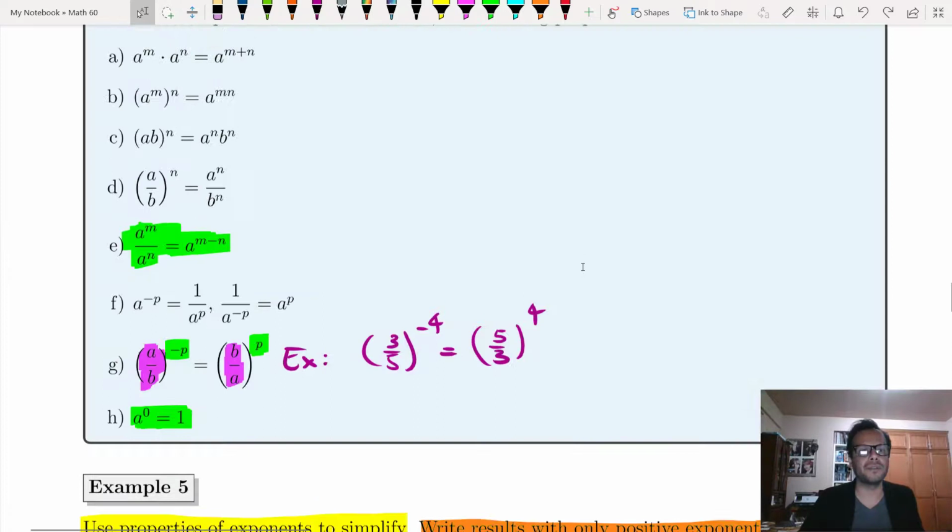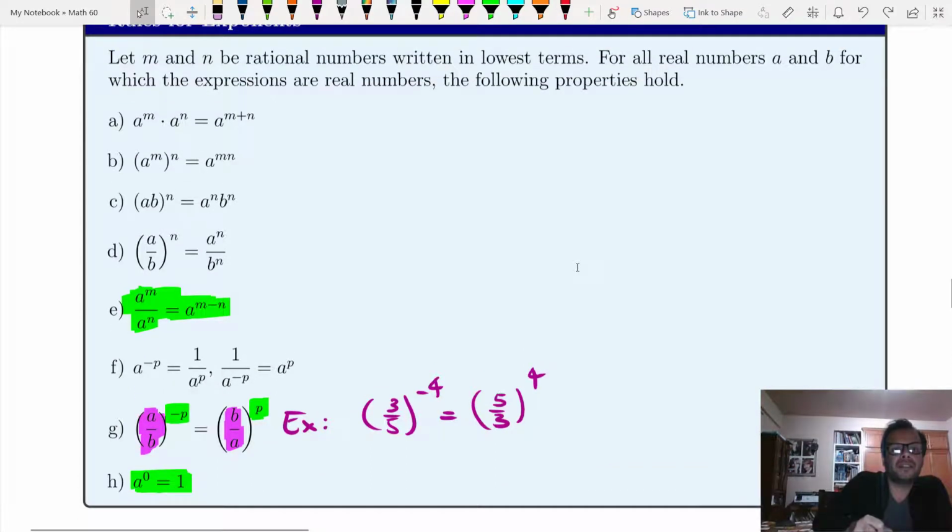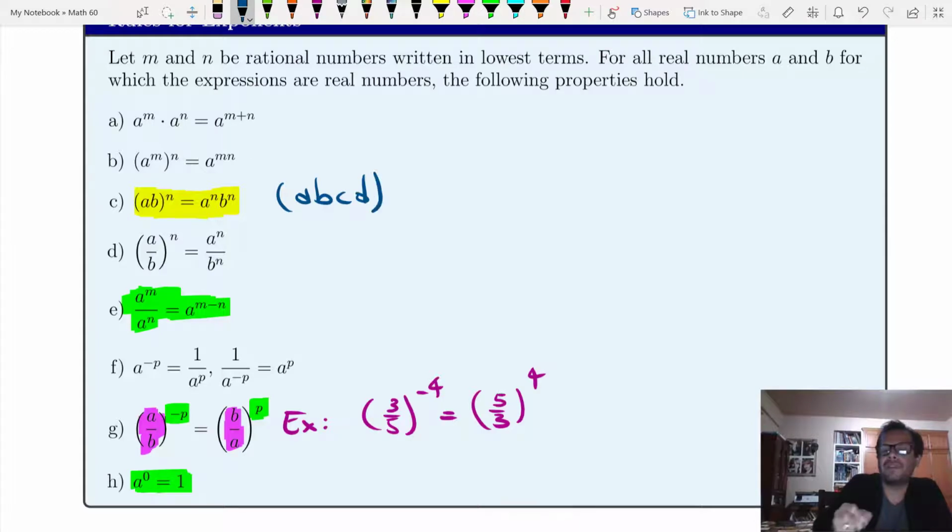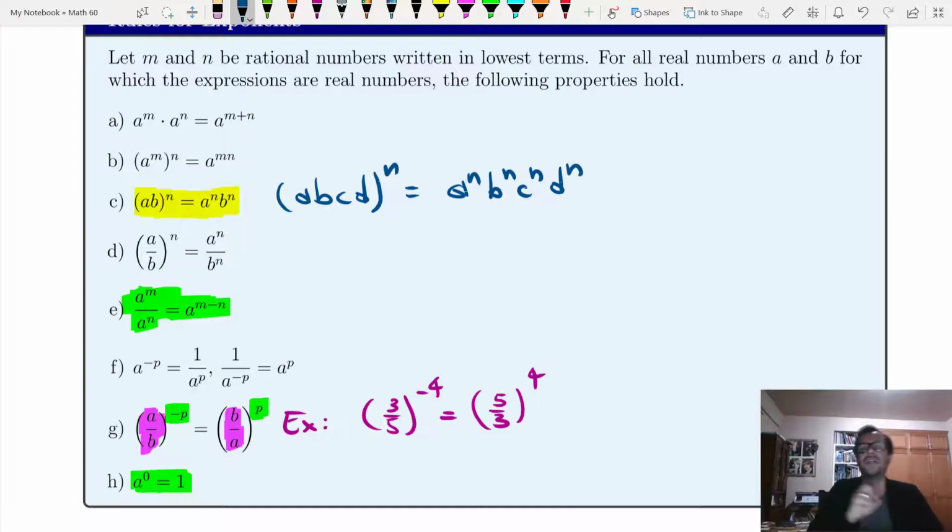So in this case, let me go back to this rule. I'm thinking of letter C. Letter C is a property given to the product of two quantities raised to the n power. You can distribute the powers. But this can be extended to, for example, A, B, C, D, even more factors. All we do is A to the n times B to the n, C to the n, and D to the n.